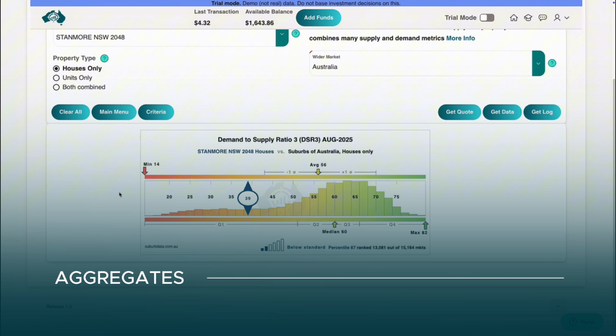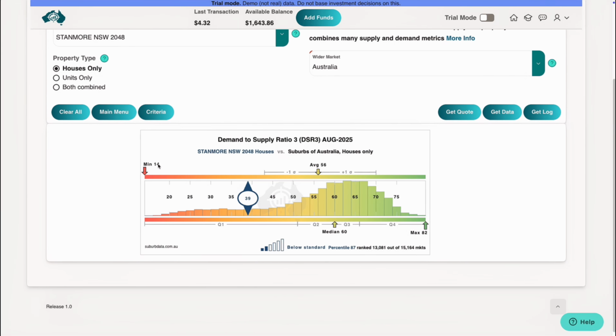At the top left of the ruler, you can see the minimum value for the demand to supply ratio was 14. This is out of all house markets around the country. Moving your eye across to the right towards the middle of the top of the ruler, you can see that the average DSR countrywide was 56. Those grey lines stretching out to the left and right of the average are called the standard deviation. It gives you an idea how spread out the data is. The wider those grey lines, the more diverse the demand to supply ratios were across the nation.